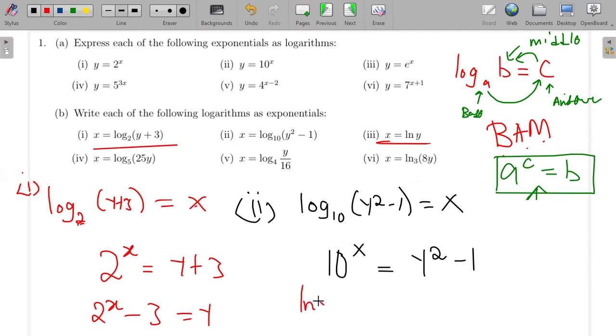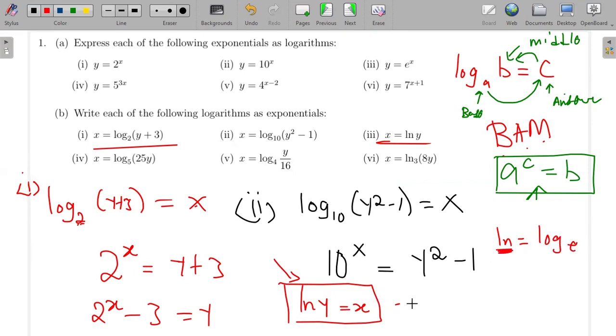What about this one here? I'll write it as ln y is equal to x. Now this ln y here means the natural logarithm. Whenever you see ln like that, it's the same as log to base e. So I'll write it as log base e to replace this ln, and then y is equal to x. And then when I change it to exponential, it's just the base to the power answer is equal to what is in the middle. So that is the answer there for this one.